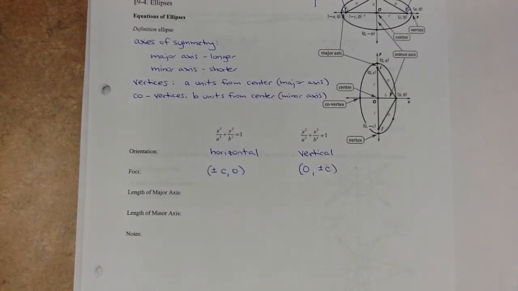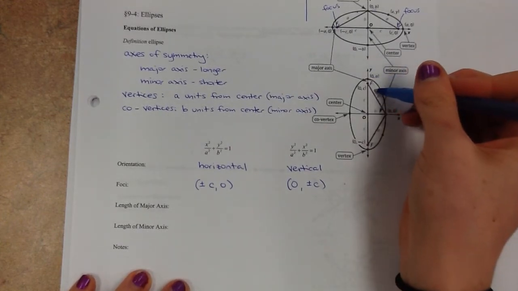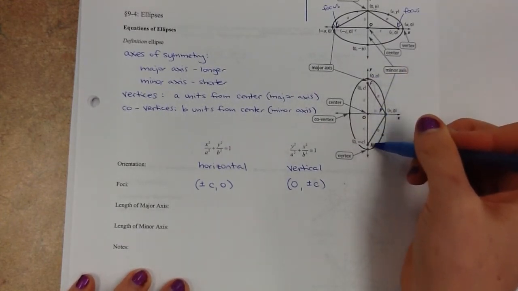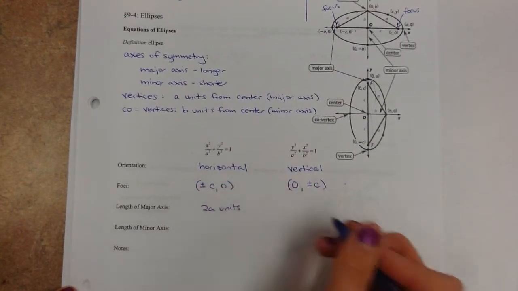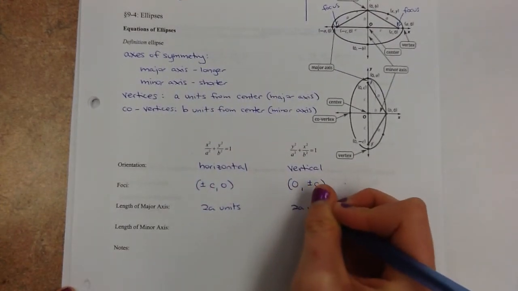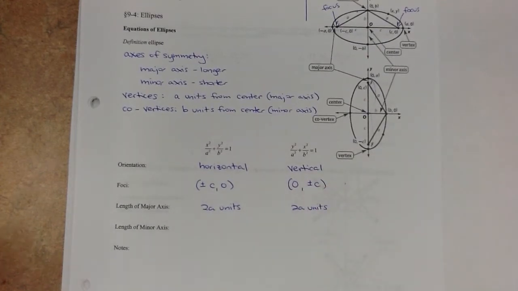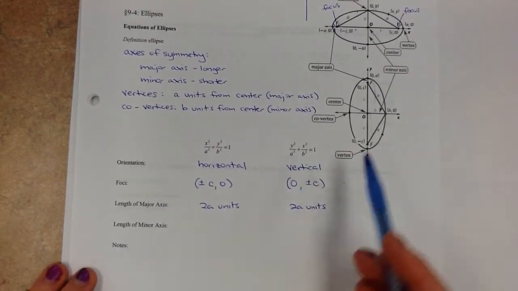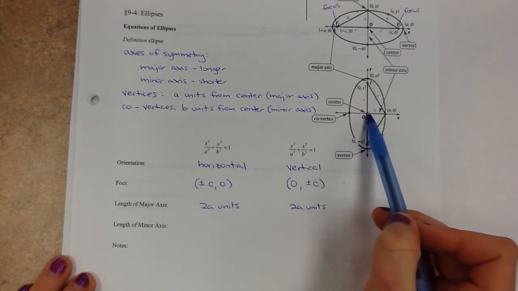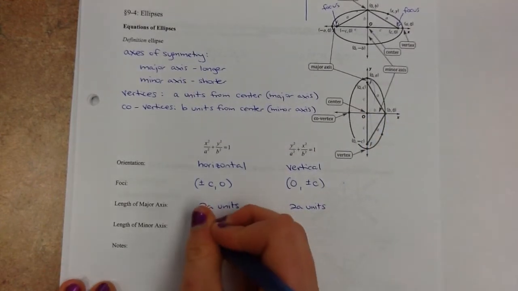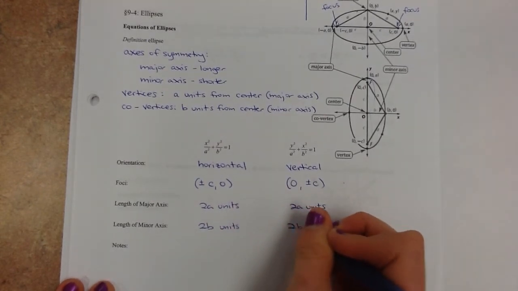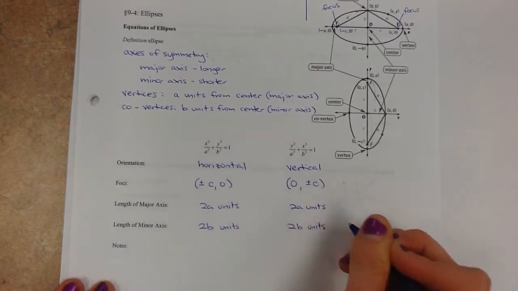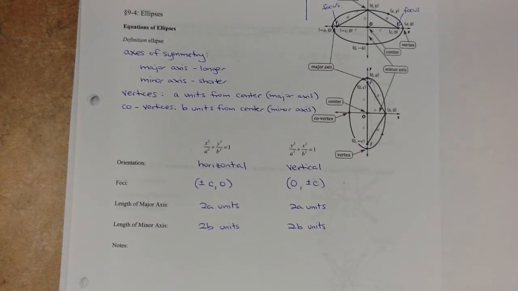Okay, the length of the major axis. You've got a units right here, and then another a units right here. So that would be 2a units. Same thing on the vertical, same measurement there. And then the length of the minor axis, you've got b units right here and another b units right here. So that would be 2b units. Same thing here. Okay, so that's what we've got so far. Lots of crazy things happening here.